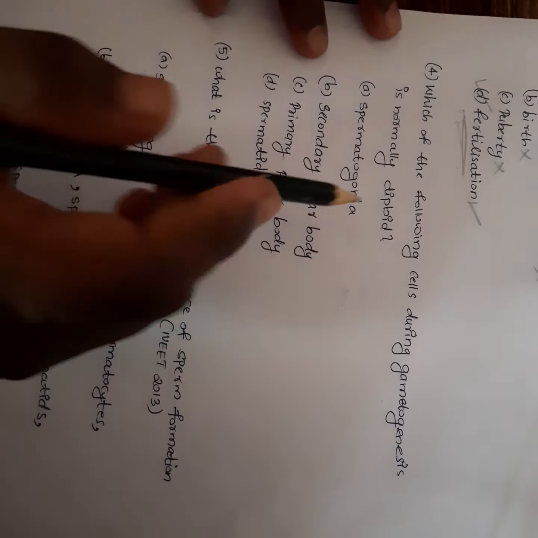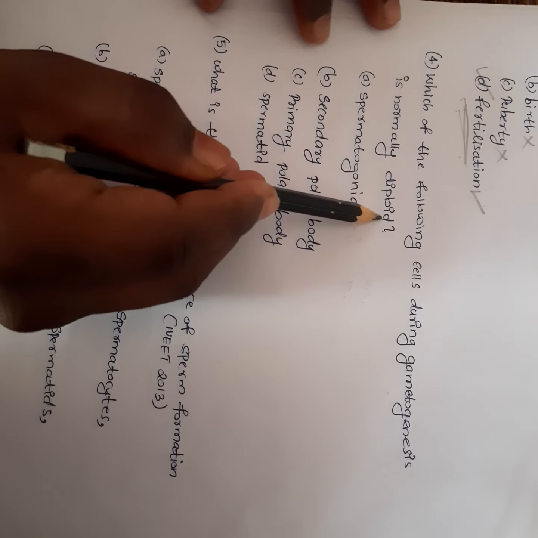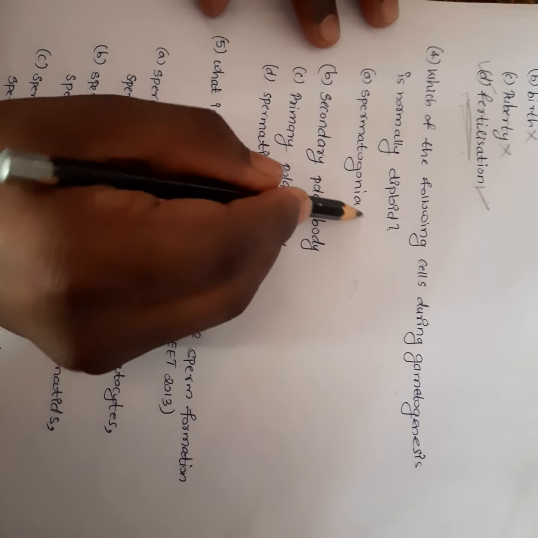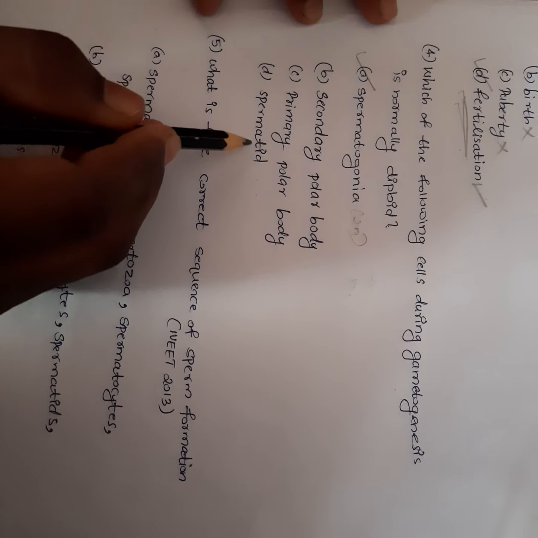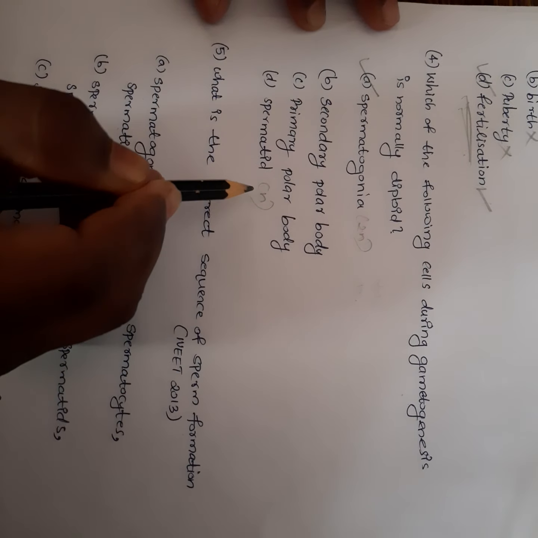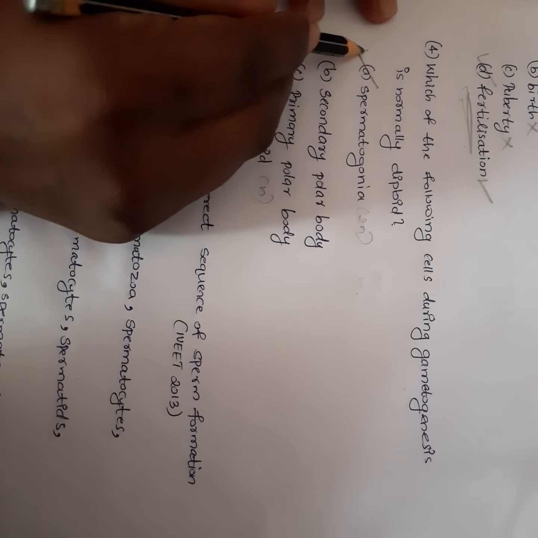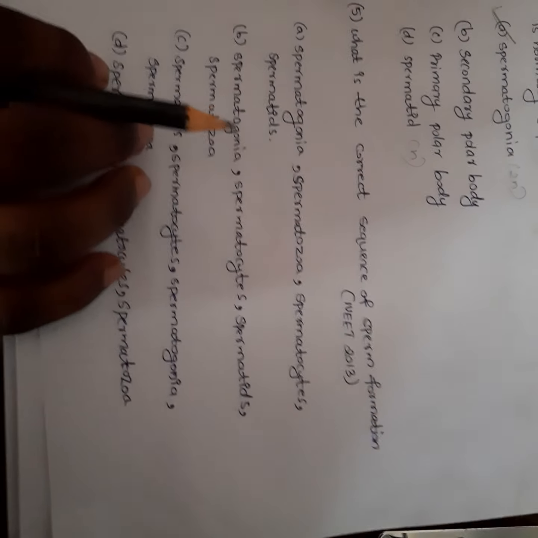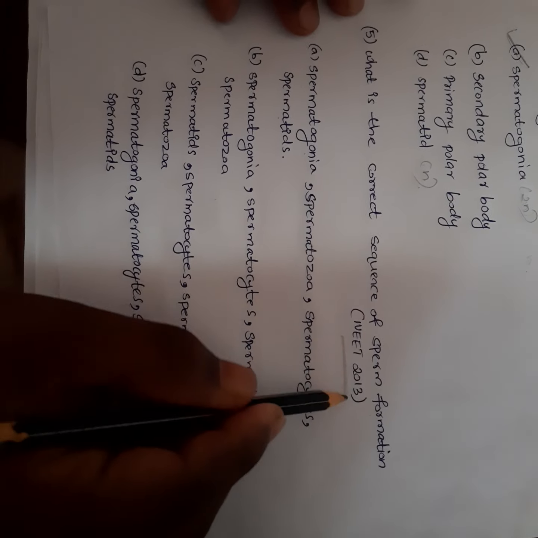Next, I am taking, which of the following cells during gametogenesis is normally diploid? Very simple question. We know spermatogonia is diploid, so it will be the answer. What will be the condition of spermatid? Spermatid will be haploid. Okay, so the correct answer is spermatogonia. Very simple. Next, I am taking another question. This was asked in NEET 2013.